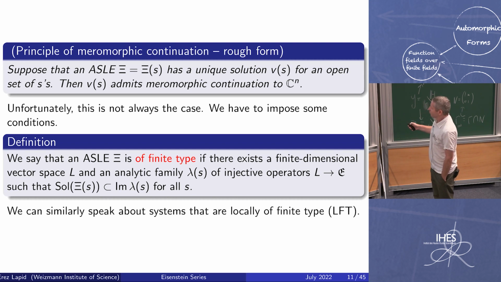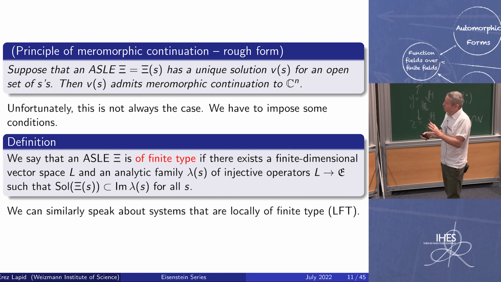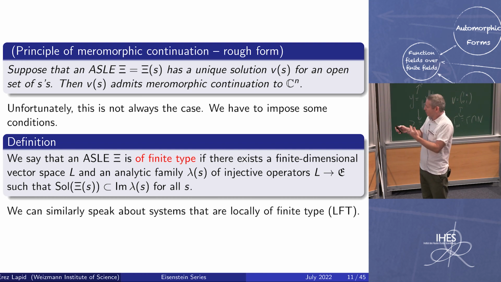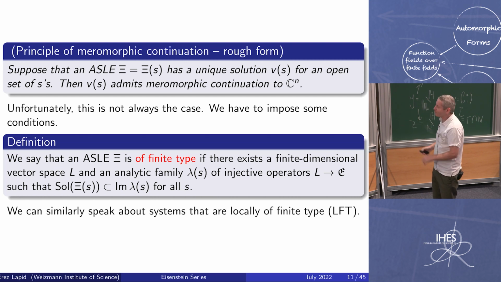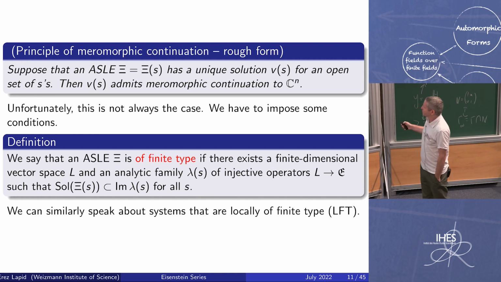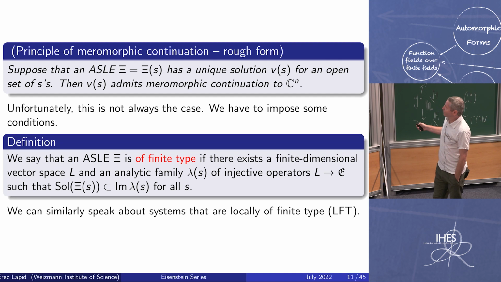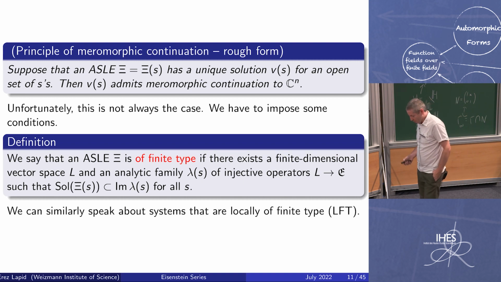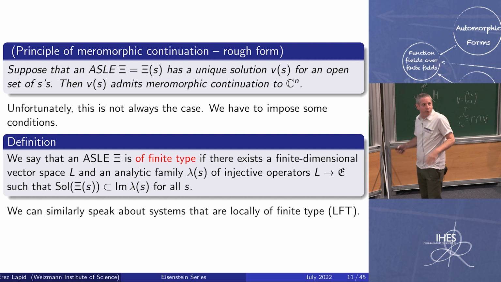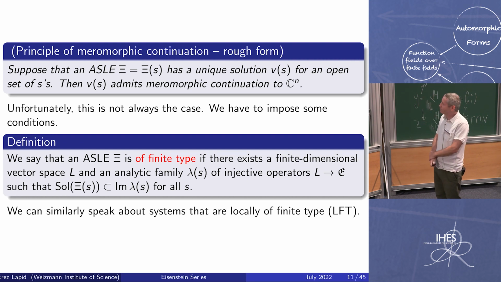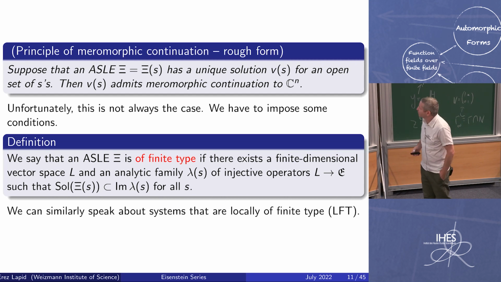Okay, and for technical reasons, it's good to have this injective. So I have some fixed finite dimensional space and an analytic family of linear operators. When I say operator, I always mean linear and continuous. Here it's finite dimensional anyways. So I have this analytic family of operators from L to my space where I look for solutions, such that the solutions are a priori inside this image. That's the notion of finite type. And of course, once I have finite type, I can speak of locally finite type. That will be called LFT.